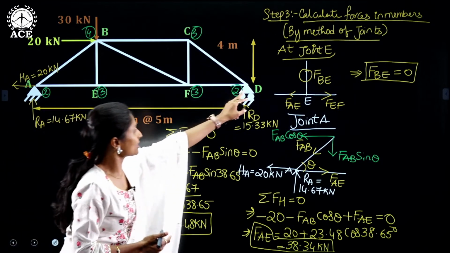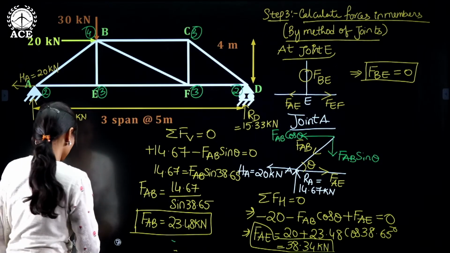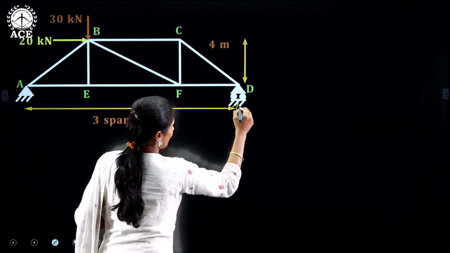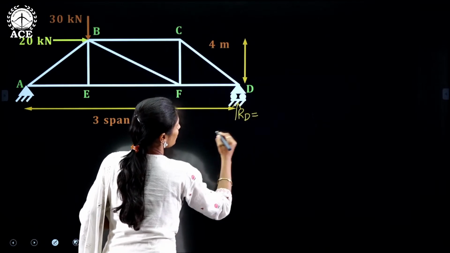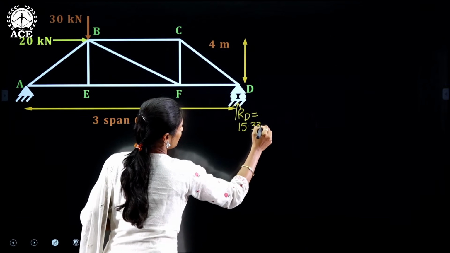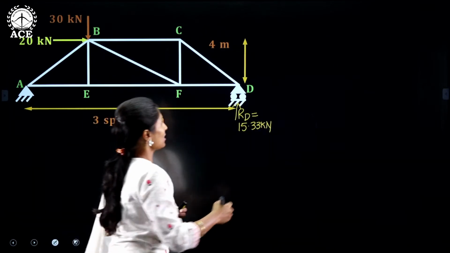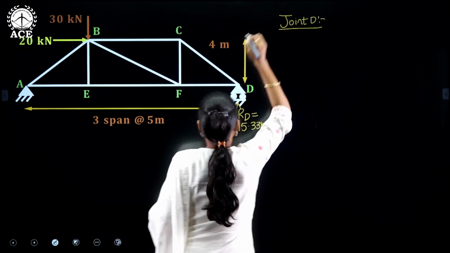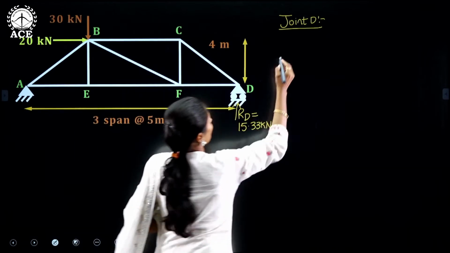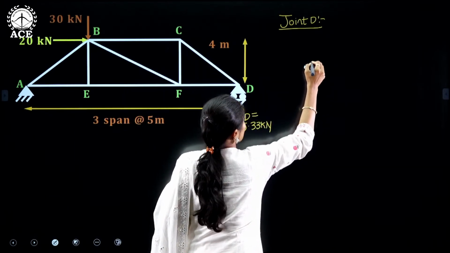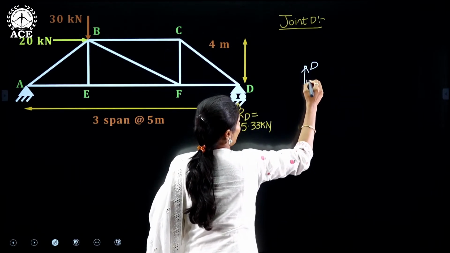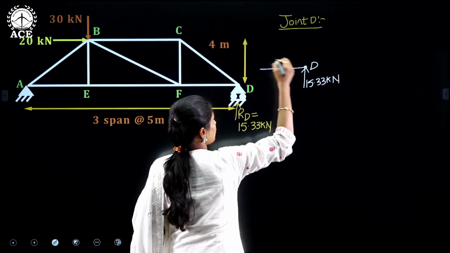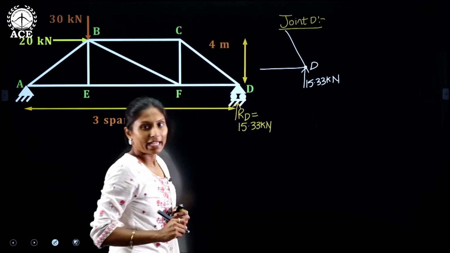Now let us go to the next joint, that is joint D. At joint D we have RD equals to 15.33 kilonewtons, right? So considering joint D, this is D, we are having a vertical reaction of 15.33 kilonewtons, and we are having two members, one is horizontal and one is inclined.